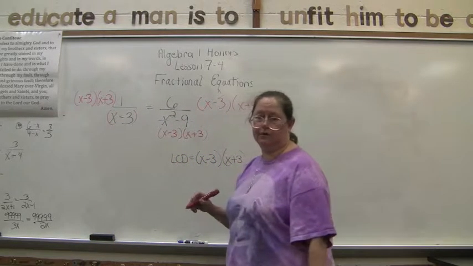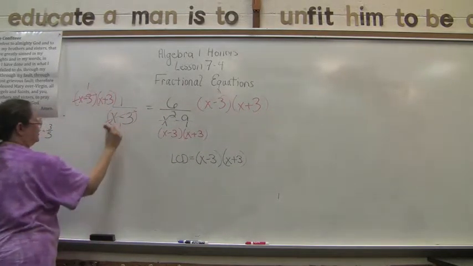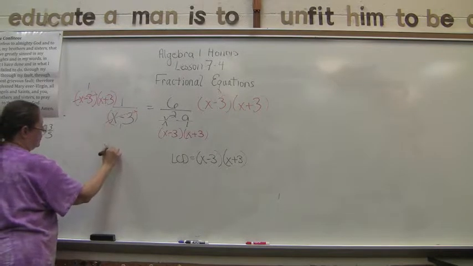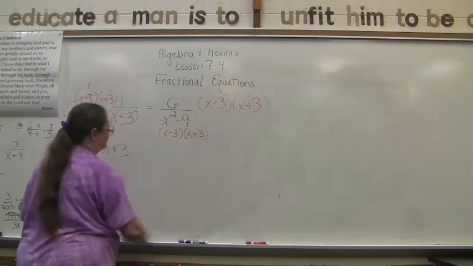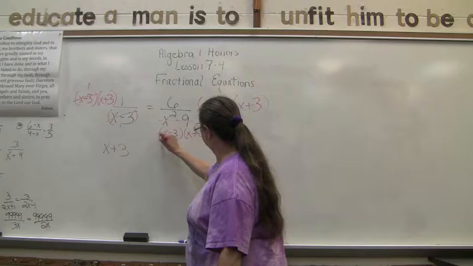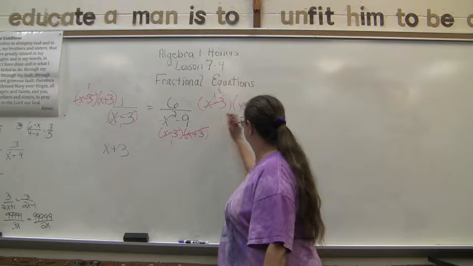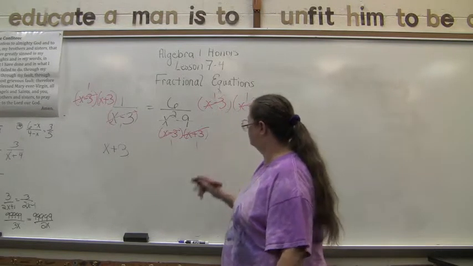Okay, and do some canceling. X minus 3, those cancel, and I'm left over here with just x plus 3. Do some canceling over here. X minus 3, x minus 3, x plus 3, x plus 3, and I'm left with just 6.